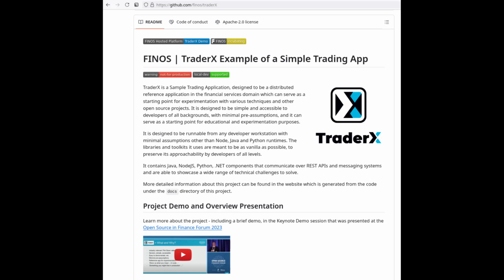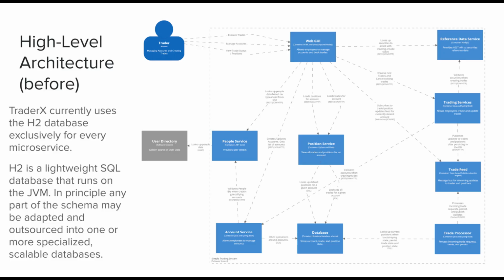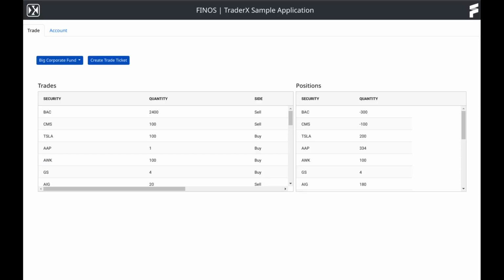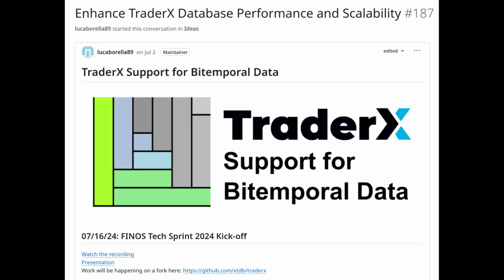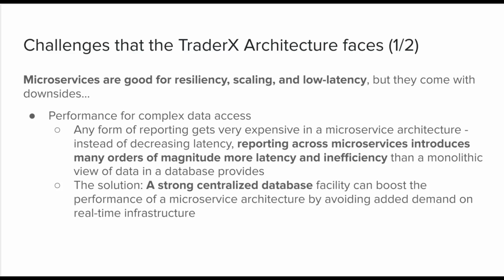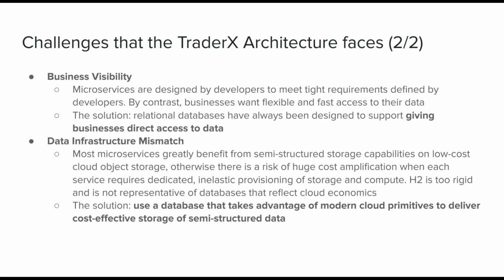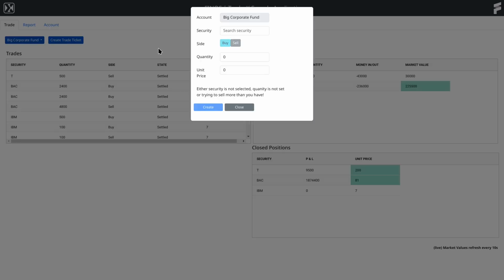TraderX is a sample application built using a series of microservices that gives you a flavor of what a trading system might look like. And very visually you can see a blotter here which is part of the default trading flow. Now we took the TraderX codebase and we extended it to add what we call bitemporal data support. And what this really means is that we're able to report across historical views of the data in the system, which is very important in a microservice architecture so that you have a consistent way of understanding the system.